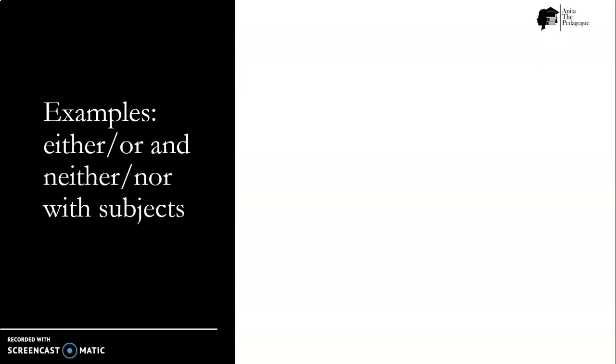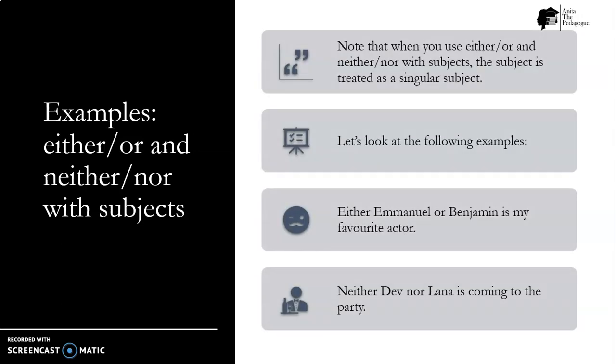Now let's take a look at some examples of subjects where we use either or and neither nor. Now take note that when you use either or and neither nor with subjects, the subject is treated as a singular subject. Let's look at the following examples. Either Emmanuel or Benjamin is my favorite actor.